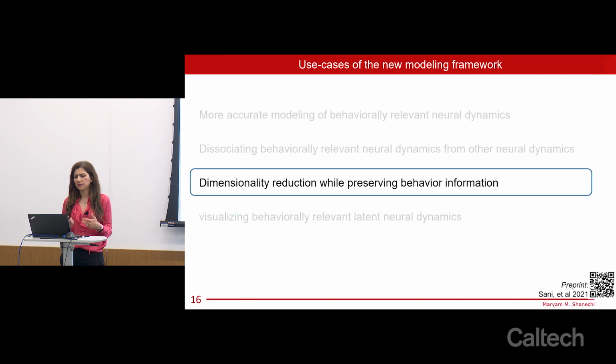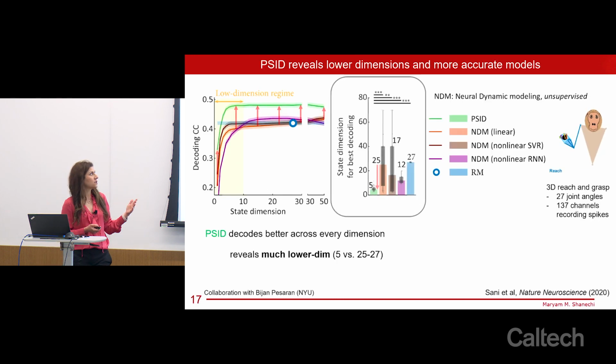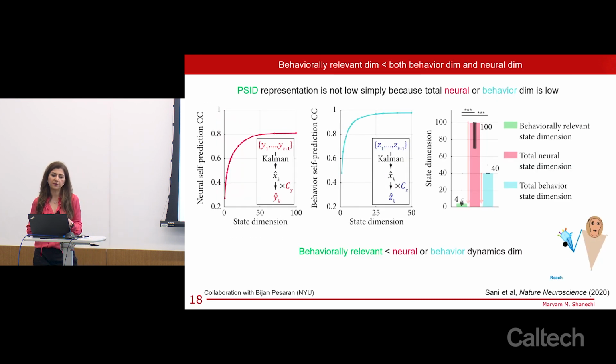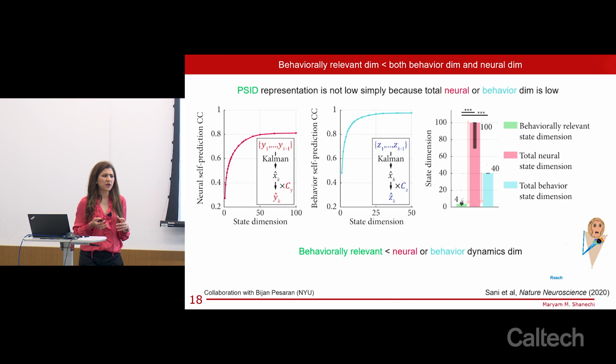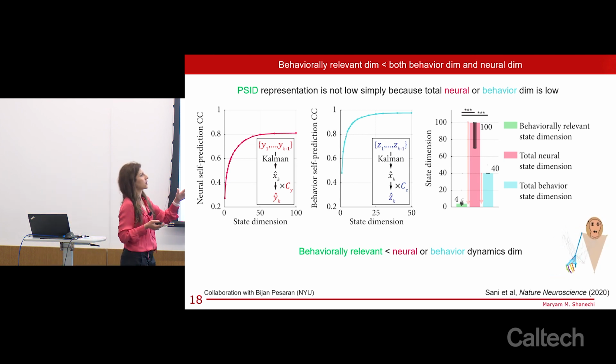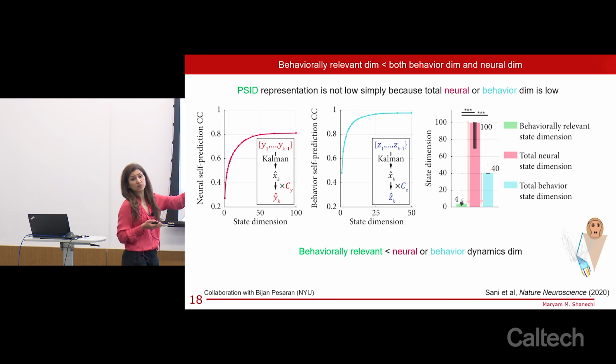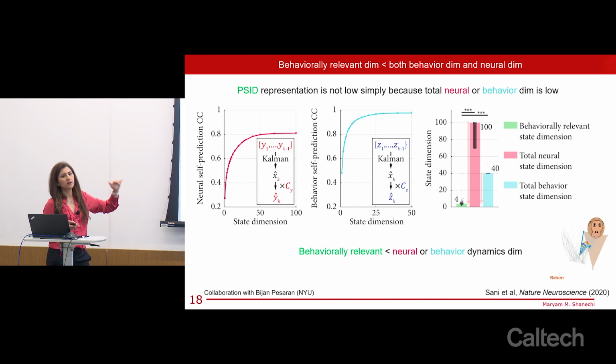The third use case is dimensionality reduction of neural data while preserving behavior information. In particular, I already showed you that for good decoding, we need a much lower state dimension. Now, we can actually dig deeper into this finding and ask, was the dimensionality low in PSID because either behavior or neural activity had low dimensions, or was it low because the shared dynamics were low dimensional? So here we fit dynamical models to behavior on its own and neural activity on its own, and you can see that those dimensions are much, much higher individually. But what is low is the shared dimensionality that we find here.